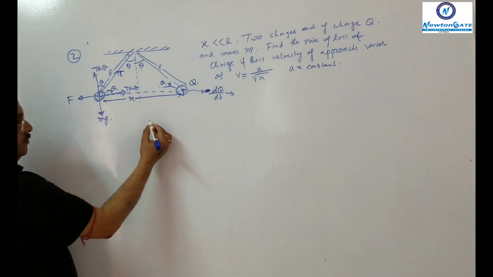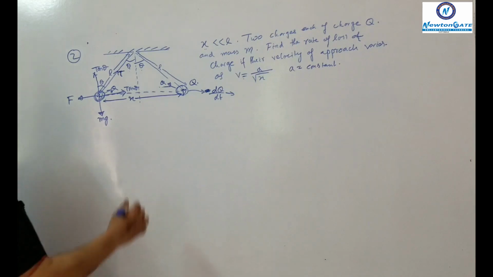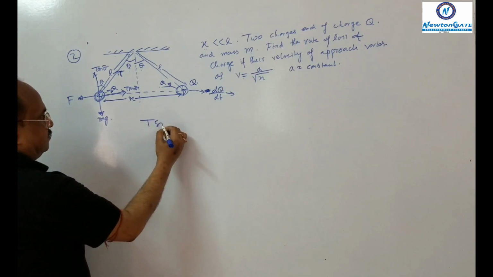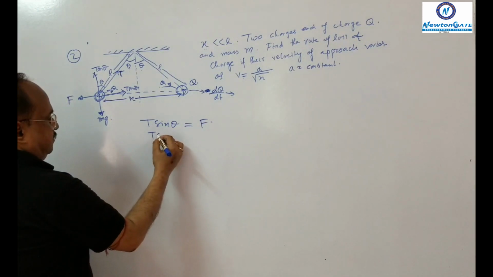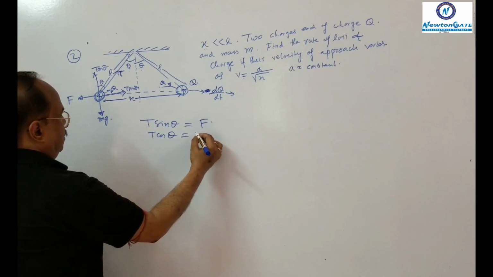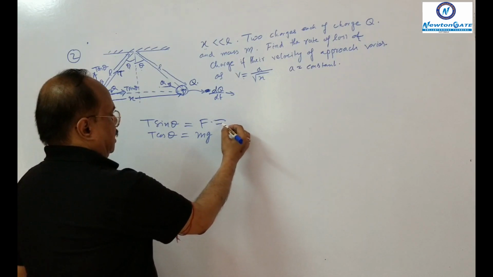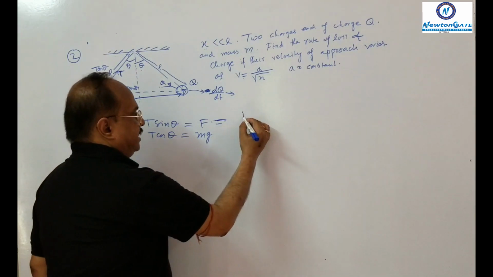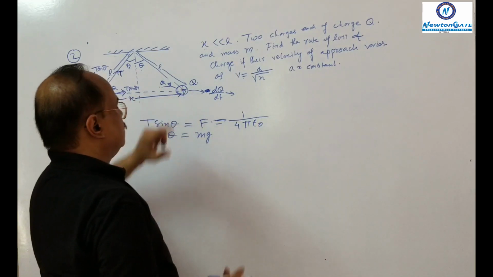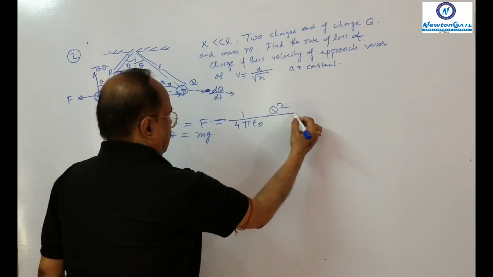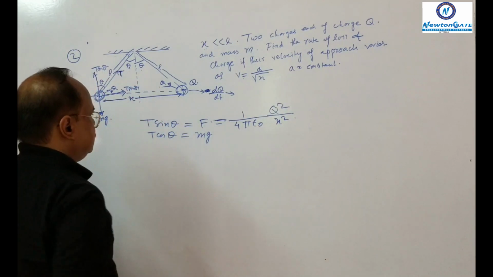Now we are resolving the forces on one of the charges, that is q. T sine theta is equal to F, and T cos theta is equal to mg. So what is F? The F is actually 1 by 4 pi epsilon naught, q into q, that is q square, divided by the distance square, that is x square, and mg is this one.